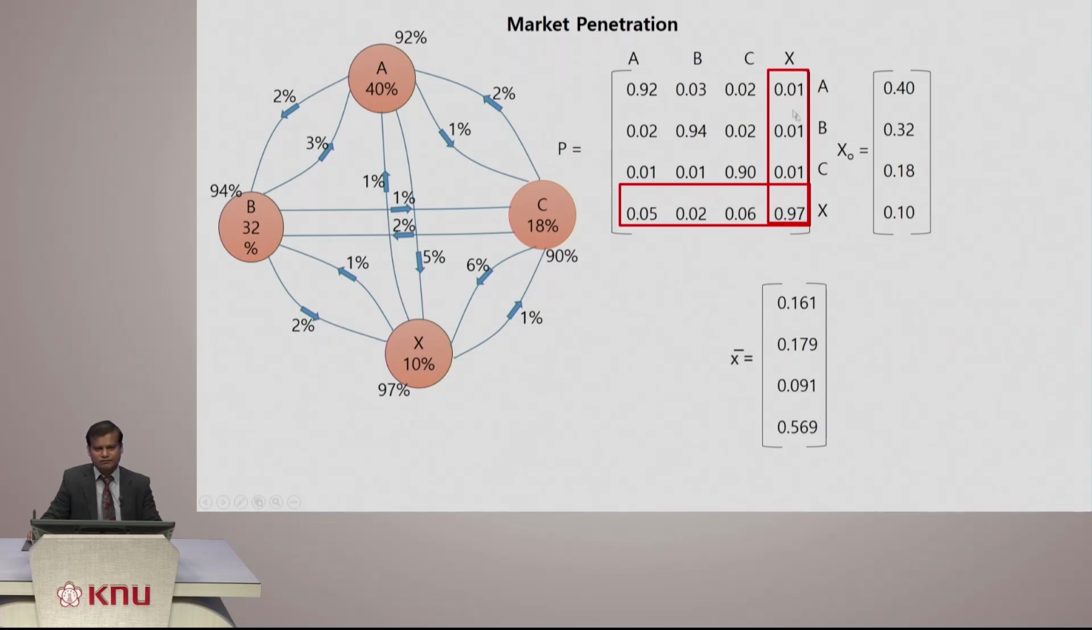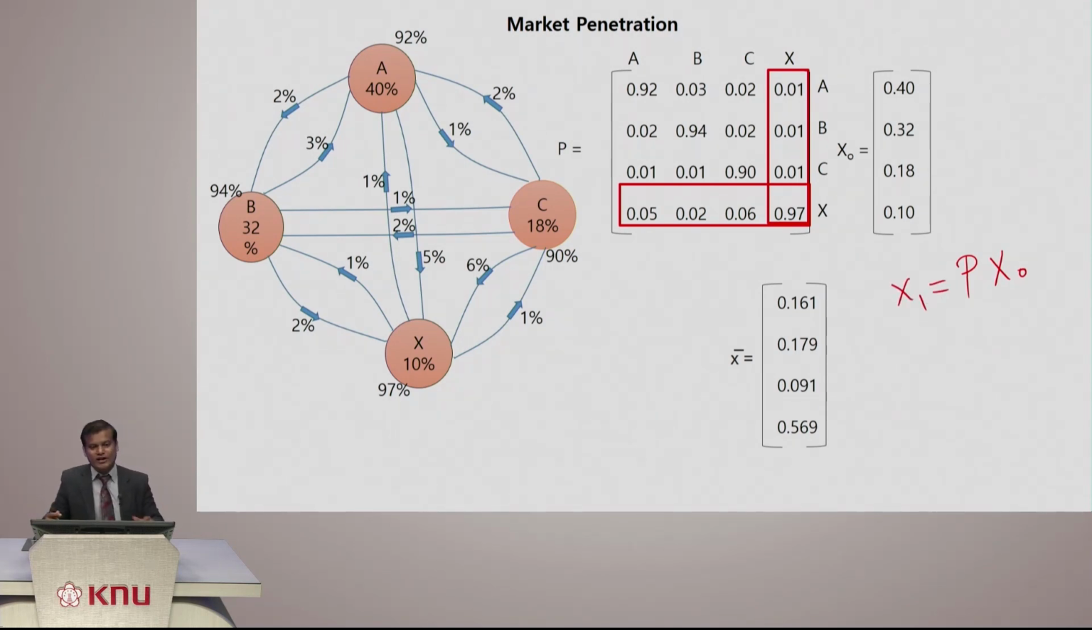So likewise you are distributing this whole probability matrix based on the data given to us. The initial distribution, initial X naught, is 40% for A, 32% for B, 18% for C, and 10% for X. Okay, so this is what we have. And as we know, when we multiply P times X naught, we get X1, the next state.